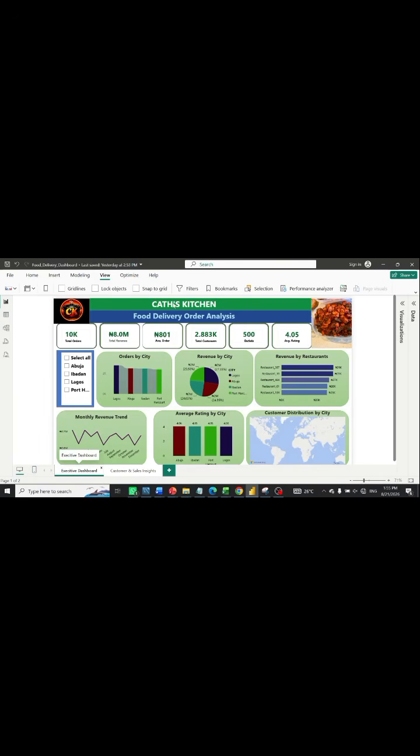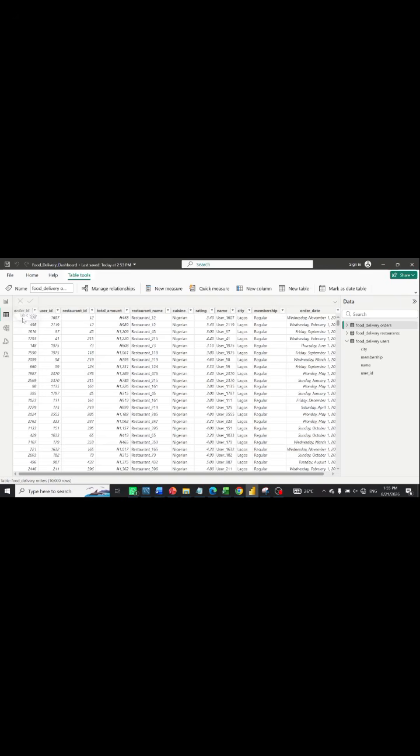A food delivery data set was obtained from GitHub, which consists of Indian cities and cuisines. But for the sake of this project, I adapted the city and cuisines categories to reflect a Nigerian business context. I worked with three data formats: CSV for orders, SQL for restaurant information, and JSON for customer data. I combined them in SQL and connected Power BI directly to the database for analysis and visualization.